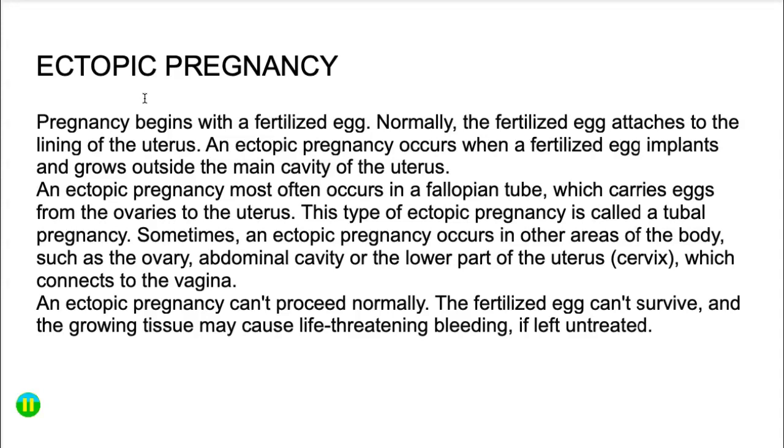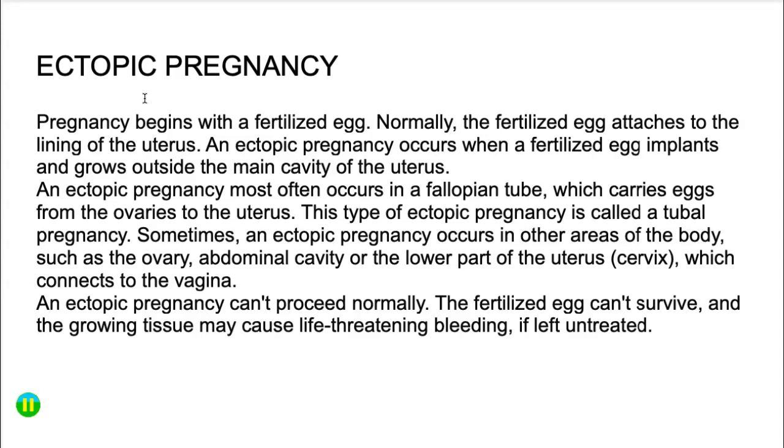And this happens when the fertilized egg, or the zygote, grows outside the uterus, sometimes on the fallopian tubes. And this type of ectopic pregnancy is called a tubal pregnancy. Sometimes it can also occur in other parts of the body, not alone on the fallopian tubes, but also in the ovary or the abdominal cavity, or the cervix. So we can have even such circumstances of ectopic pregnancy.